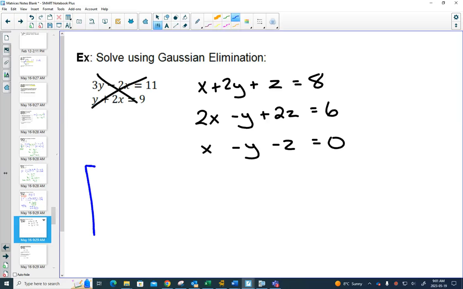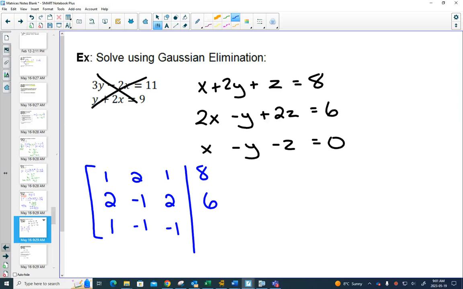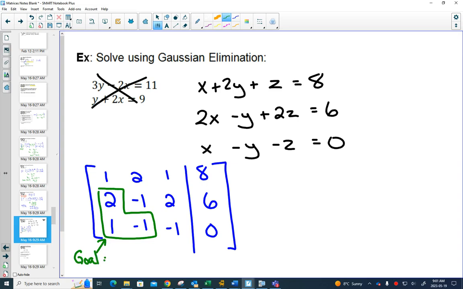Our big matrix here is 1, 2, 1, 8, 2, negative 1, 2, 6, and 1, negative 1, negative 1, 0. That's our goal. All three of those have to be zeros. Okay?